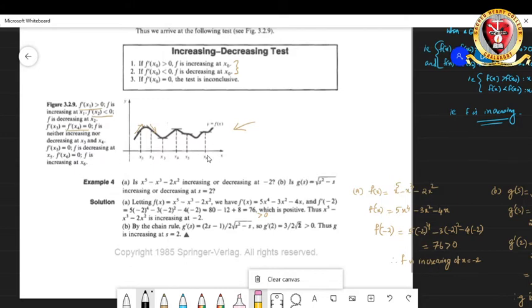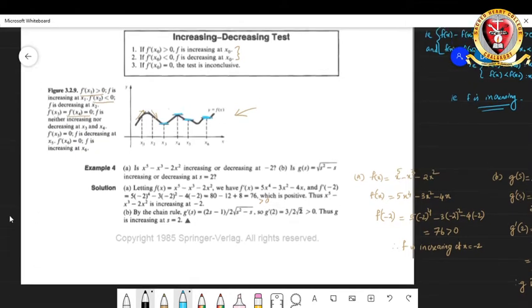And at x6 you can see again it is like this. There is a line drawn here, a line drawn here, a line drawn here. That means at those points, the derivative will be 0. That is, f dash of x3 is equal to 0, f dash of x4 is equal to 0, f dash of x5 is equal to 0, and f dash of x6 is equal to 0. So that's how we conclude about the function.